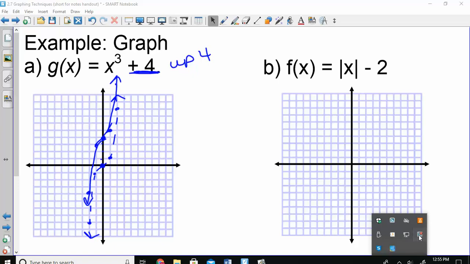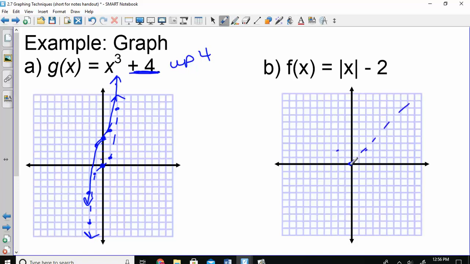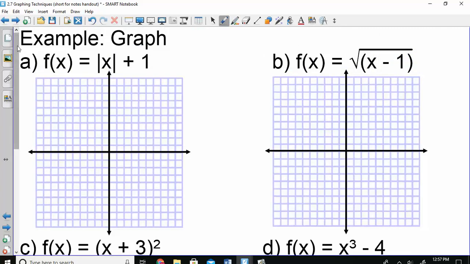Why don't you guys do B for me? So parent function is the absolute value, so that's our V. And then that -2 would move the whole thing down 2. So far, so good? Okay.